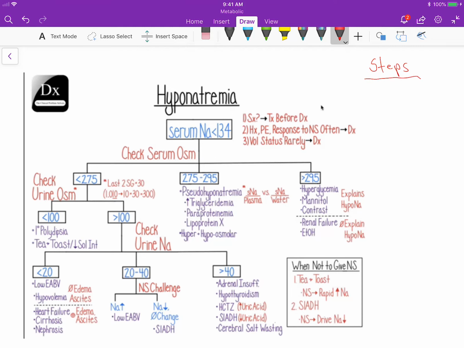So the first thing you want to do is check your serum osmolality, serum osmos. Second thing you want to do is check your urine osmos. For this one, you can use the specific gravity.